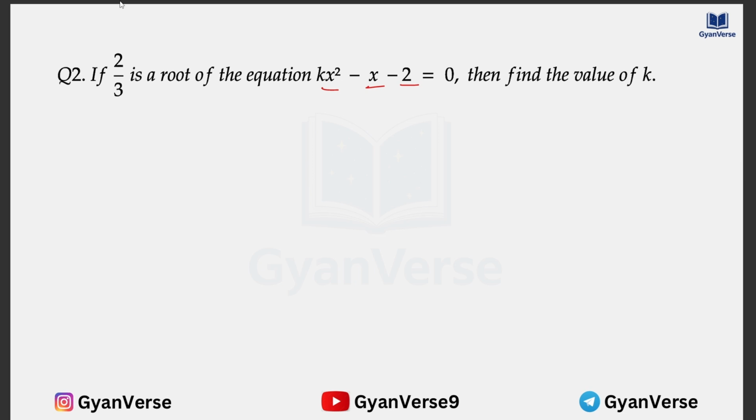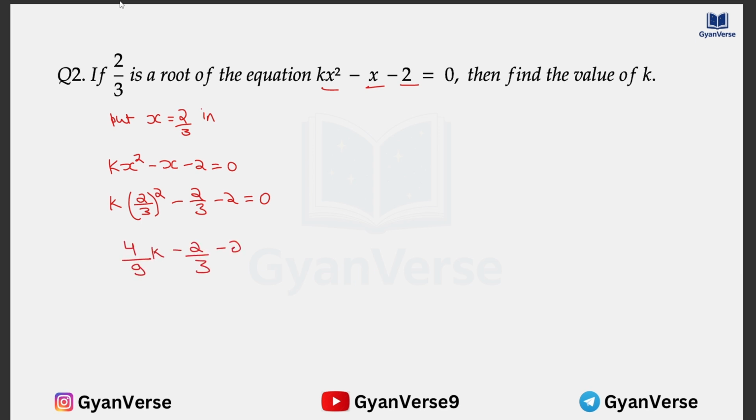So that means if you will put x equals to 2 upon 3, the value of the quadratic equation will become 0, that is, it will satisfy the equation. Put x equals to 2 upon 3 in the quadratic equation, kx square minus x minus 2 equals to 0. So in place of x we will write 2 upon 3. So it will become 4 upon 9k minus 2 upon 3 minus 2 equals to 0. Now we will move minus 2 upon 3 to the right hand side and minus 2 as well.